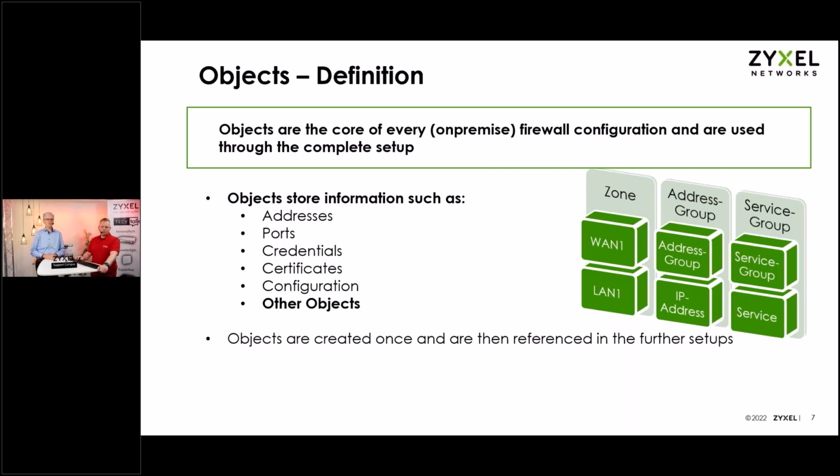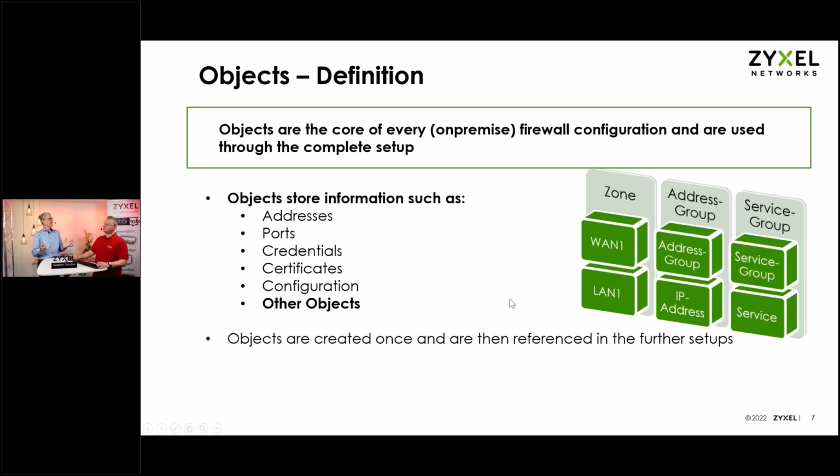Perfect. Good. So, object definition. Objects in our devices store information. And this information can be anything like addresses, ports, credentials, for example, for ISP accounts if you have a PPPoE connection. Certificates are arranged in objects, and also other configuration like AAA servers or your access point configurations are also arranged in objects. So I'm defining an object, I'm storing this kind of information, and then I don't need to repeat it anymore. Yeah, you do it once, and then you just apply or assign the object to a rule, for example, and we will show this in the demo.